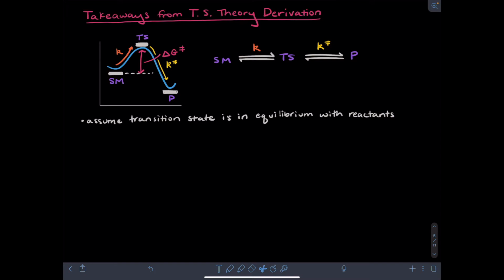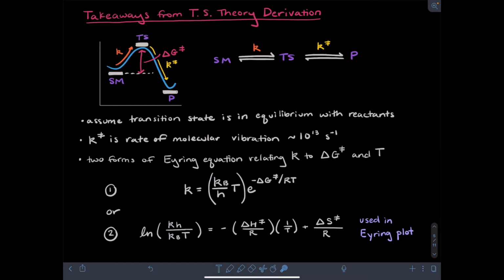Our assumption, in order to get the Eyring equation relating the rate constant and the barrier height and temperature, was that the transition state was in equilibrium with the reactants. Then we assumed that the rate constant k double dagger was as fast as a molecular vibration. What this means is that once you've reached the transition state, it is extremely rapid to go on to product. Then I want you to be familiar with and be able to use the two forms of the Eyring equation that I defined.